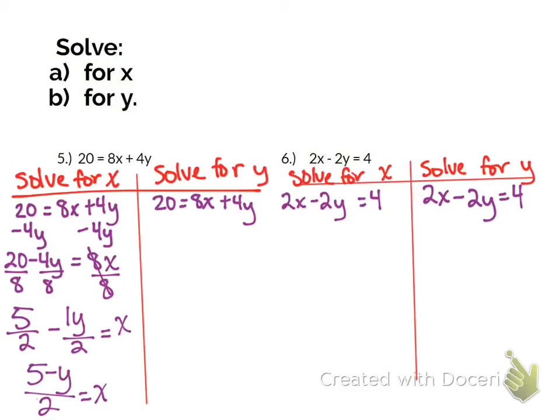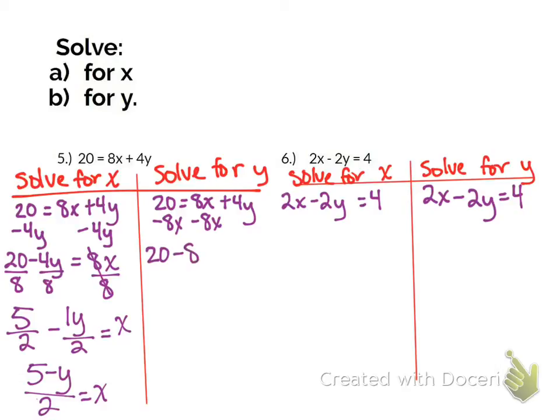Okay, let's solve it for y. So this time the 4y for now needs to stay put, and we need to move what? We need to move the 8x. How are we going to move it? Subtract it. Minus 8x on both sides.